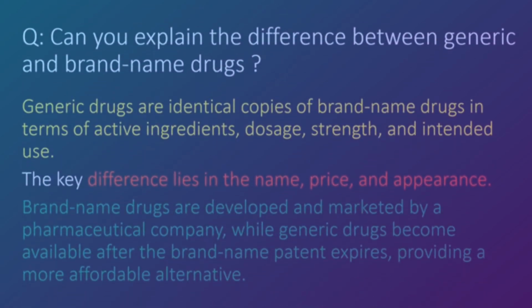Can you explain the difference between generic and brand name drugs? Generic drugs are identical copies of brand name drugs in terms of active ingredients, dosage, strength, and intended use. The key difference lies in the name, price, and appearance. Brand name drugs are developed and marketed by a pharmaceutical company, while generic drugs become available after the brand name patent expires, providing a more affordable alternative.